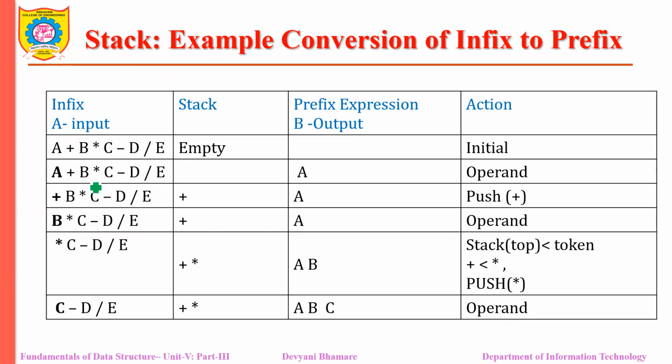Initially this is our input string, the stack is empty, and nothing is there on our output expression. This is our initial condition. Then A is an operand, right? That's why we copy it onto the output list. Plus is an operator, therefore perform push. That's why it has been pushed onto the stack. Again, B is an operand. That's why we need to copy, or we can say concatenate, it to this A.